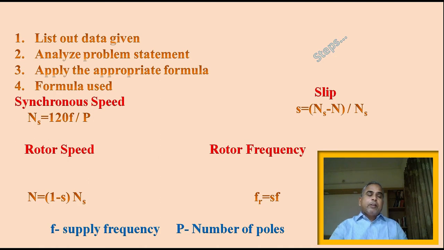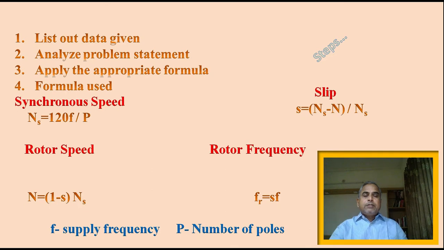For your curriculum, some of the important formulas you are using for solving the numericals on three-phase induction motors are: the first one is the synchronous speed, that is the speed of the rotating magnetic field, given by ns = 120 F by P, where F is the supply frequency and P is the number of poles.